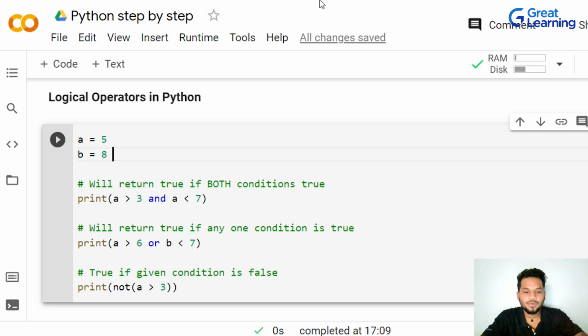But let's make it true. Let's put it as 6. 6 is less than 7. So this or this is correct. This will be true. This will be true.